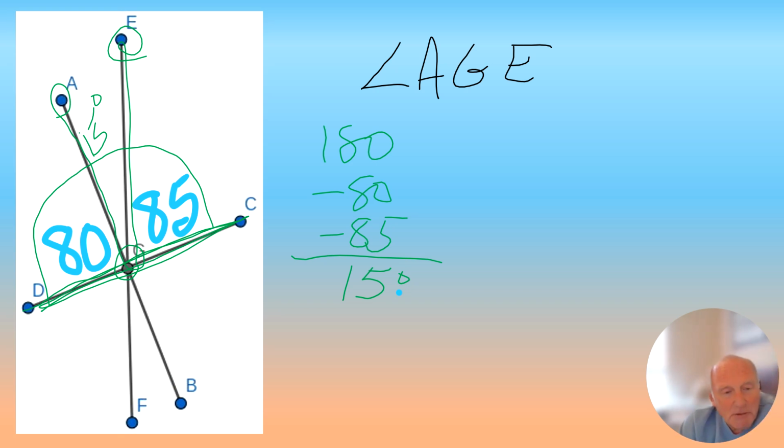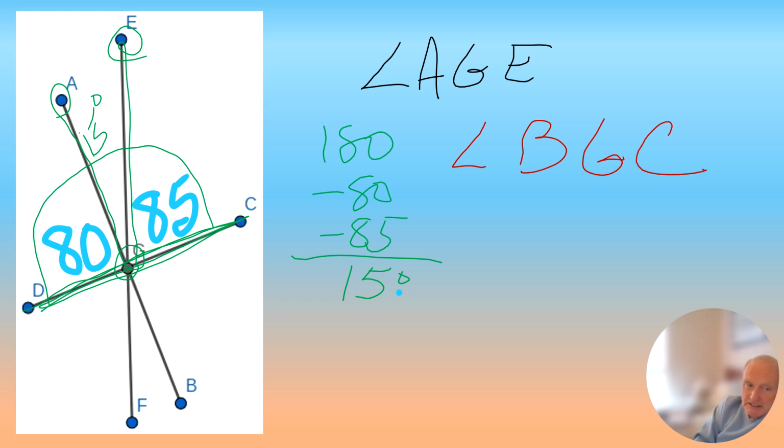Now, let's get a little more difficult. How about angle BGC? First of all, find BGC. Then look for V's, Z's, and 180 degrees. B to G to C. So we're looking for this angle right there. Now, it looks to be 90, but you can't guess that it's 90 unless it has that box. B to G to C. There are a couple ways we can do this.